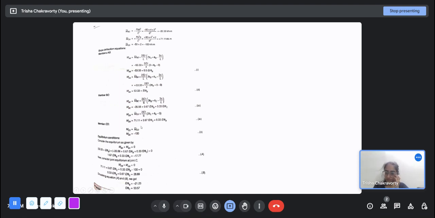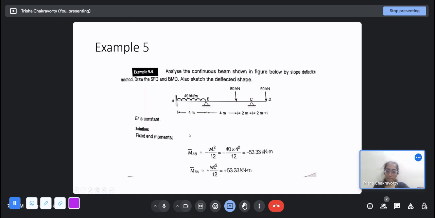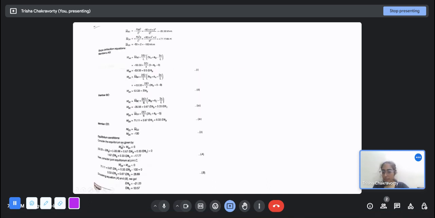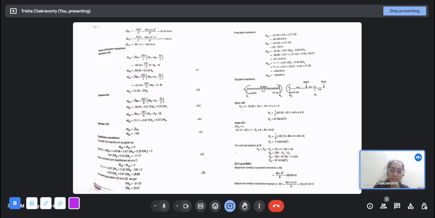And the equations of equilibrium that we write are that the total moment at B and the total moment at C have to be 0 because a hinge support does not provide any rotational restraint. So MBA plus MBC equal to 0, MCB plus MCD equal to 0. So from that we get two equations in theta B and theta C, and by solving them simultaneously we get the values of theta B and theta C. We need not actually find out the values because while finding the final moments we will need EI theta B and EI theta C, so we can also keep it at that.